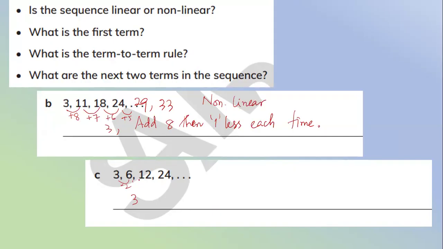This one is 3, 6, 12, times 2. Times 2, double each time. 3 is the first term and the term-to-term rule is double. And this is a nonlinear sequence. And the next two terms are 24 double is 48. 48 double is 96.